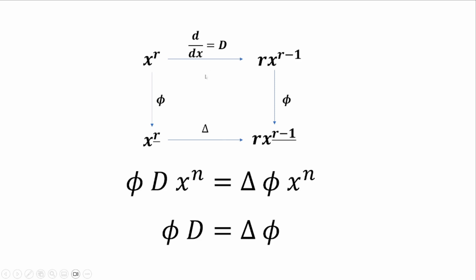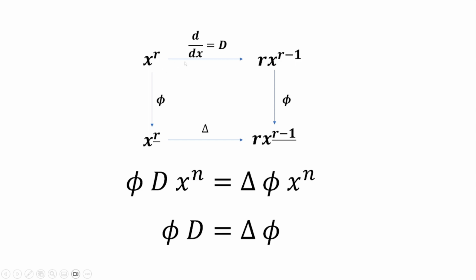At this point, we can see that the derivative of x to the r is r x to the r minus 1. This is the derivative. And for x to the falling r, the difference is r x to the falling r minus 1. We can introduce an operator called phi, which is going to change the powers of x into the falling powers of x, which means we can take x to the r. When we apply phi to it, we will get x to the falling r. The difference is r x to the falling r minus 1.